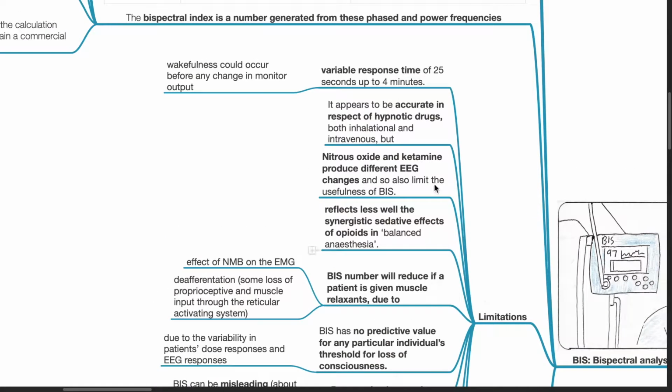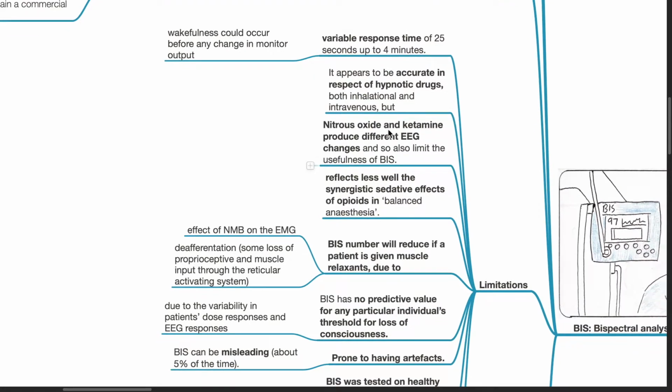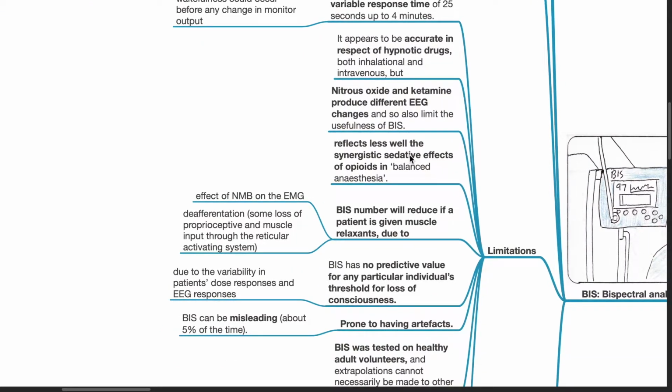Limitations of BIS. It has a variable response time of 25 seconds up to 4 minutes. Wakefulness could occur before any change in monitor output. It appears to be accurate in respect of hypnotic drugs, both inhalational and intravenous, but nitrous oxide and ketamine produce different EEG changes and so limit the usefulness of BIS. BIS reflects less well the synergistic sedative effects of opioids in balanced anesthesia.